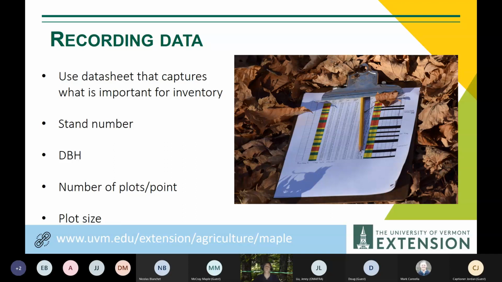The stands are important because you want to be able to compare what stands have the good density of trees and which ones are maybe a little thin. And you also want to make sure you write down what the plot size is. If you're doing fixed radius plots, you want to make sure you know what size plot you're doing, so you can do the math on estimation of trees or taps per acre.